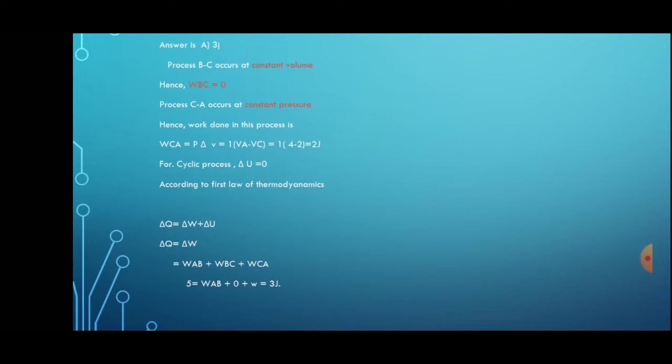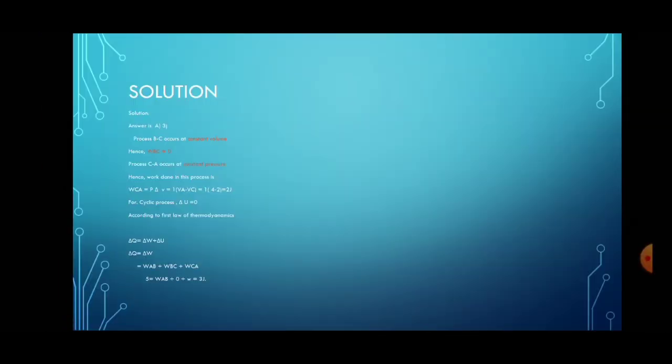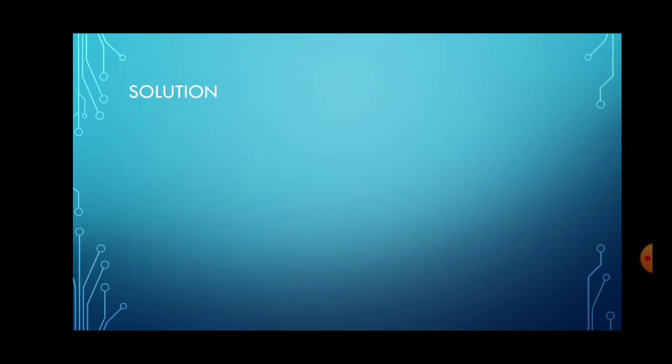So 5 is equal to work done at AB plus 0. Work done at BC is 0, we know that. And the work done at CA is 2 joules. Therefore, by applying this equation, we can clearly see that the work done at AB is 3 joules. Therefore, the answer is A, 3 joules. Now, we hope you understand.